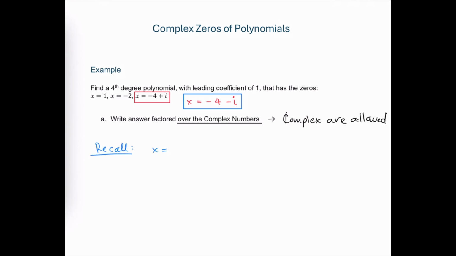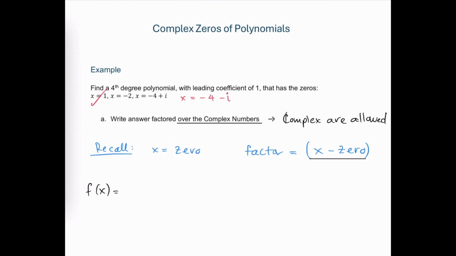Let's also recall that if we know one of the zeros of the polynomial, then we can create a factor of the polynomial, and it'll take on the form x minus whatever that zero was. Because we're given 4 zeros, we can turn each of those into a factor in the form of x minus the zero. So let's begin with the first zero. If 1 is a zero, then x minus 1 must be a factor of the polynomial. If -2 is a zero, then x minus -2 must be a factor.